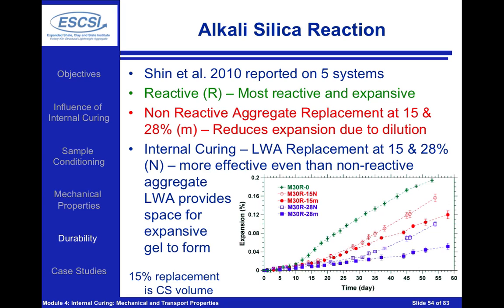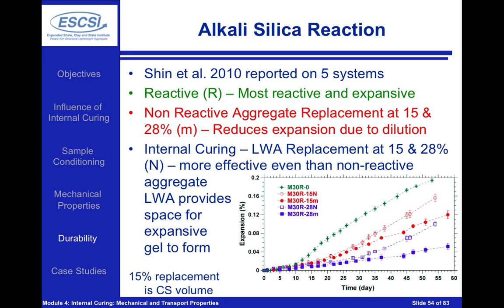In red, what we've shown here is what happens if you just dilute the sand by replacing 15 or 28% of the sand with a non-reactive aggregate. So this is not an internally cured case. This is just replacing reactive sand with a non-reactive sand. What you can actually see is a delay in the time of expansion and a delay in the overall expansion that's occurring.